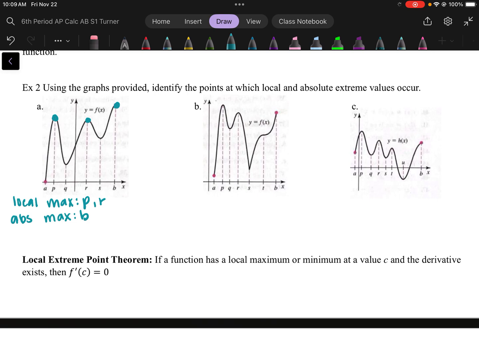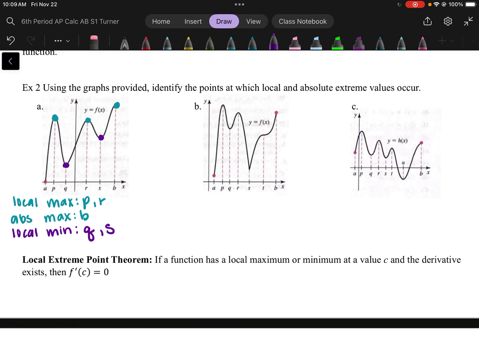We're going to do the same thing with our minimas. So I have my local min, which are all my little valleys. I have a little valley at Q. I have a little valley at S. So those would be my local minimas.